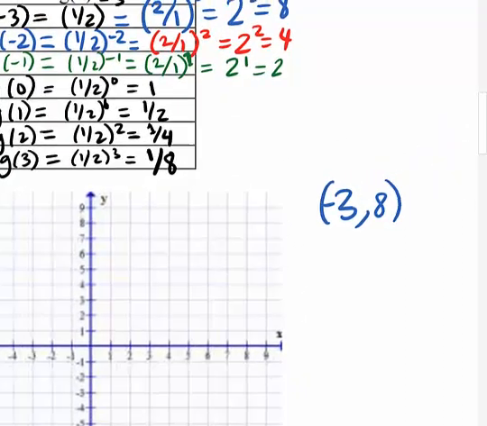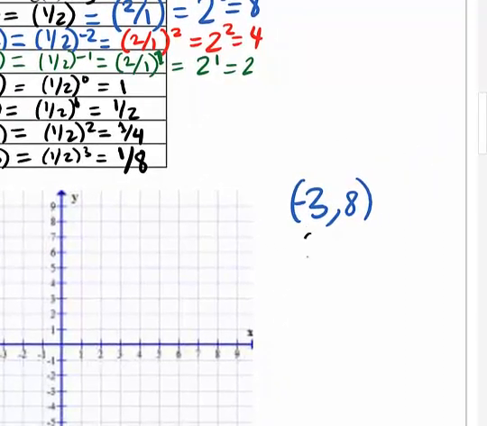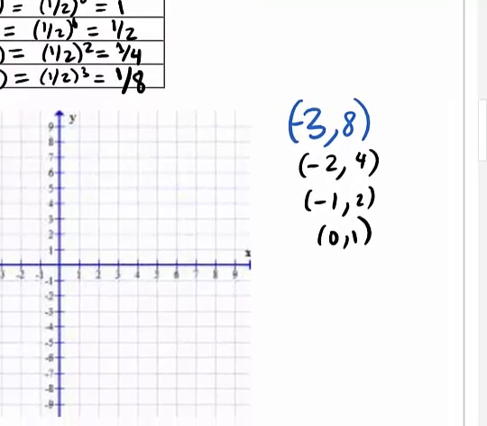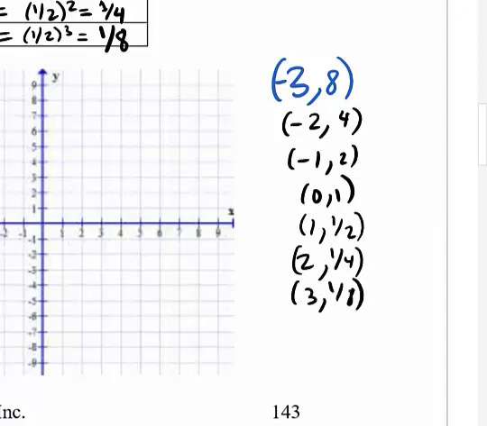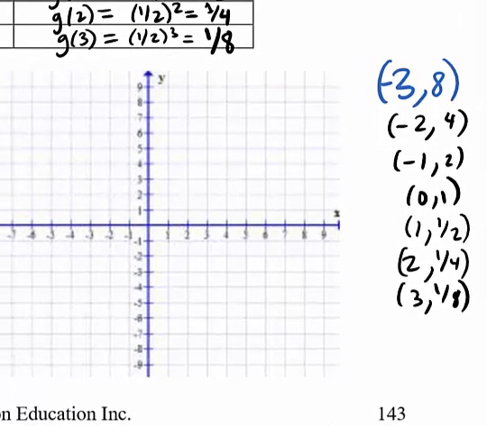So we got a bunch of points. Let me write them down. It was negative 3, 8, and then negative 2, 4, negative 1, 2, 0, 1, and then 1, 1 half, 2, 1 fourth, 3, 1 eighth. Okay. Let's see how that looks when I graph it.